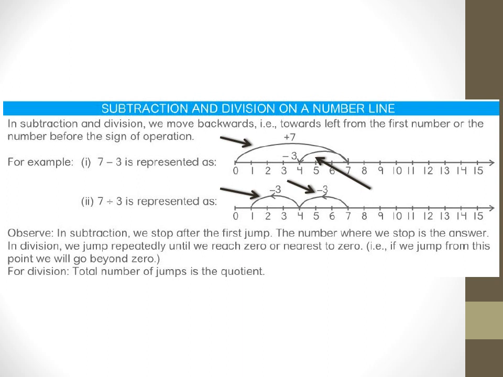Observe, in subtraction we stop after the first jump. The number where we stop is the answer. In division we jump repeatedly until we reach 0 or nearest to 0. That is, if we jump from this point we will go beyond 0. For division, the total number of jumps is the quotient. So in example number 2, 7 divided by 3, we jumped 2 times, so the quotient will be 2.